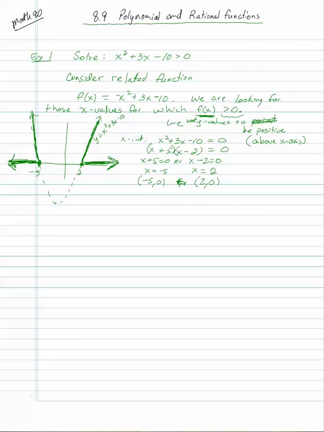So my solution, just looking at the graph: x squared plus 3x minus 10 is greater than 0 when x is less than negative 5. These should be open circles. Or when x is greater than 2. So negative infinity to negative 5, union 2 to infinity. So that would be the solution.